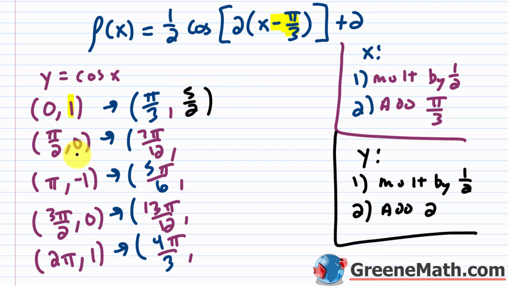This right here, 0 times anything is 0. So you can just say that you're just going to add 2. So this is 2 right here. And then -1 times 1/2 is -1/2. And then let's add 4 over 2. So this would be 3/2.